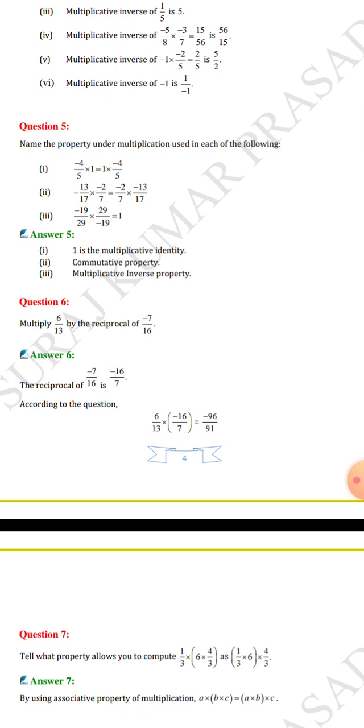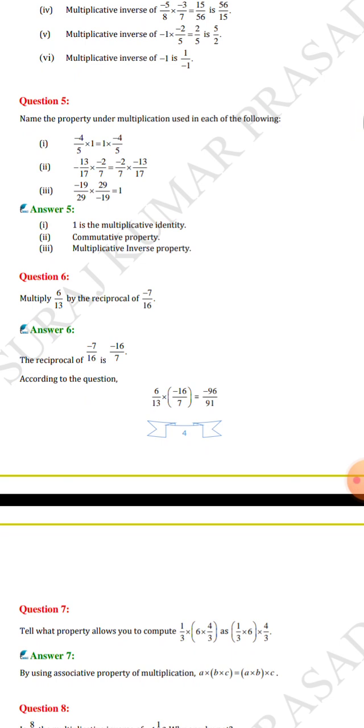Question number 6. Multiply 6 by 13 by the reciprocal of minus 7 by 16. The reciprocal of minus 7 by 16 is minus 16 by 7. According to the question, we have to multiply the given both numbers. Then we can do multiplication. 6 by 13 into minus 16 by 7 is equal to minus 96 by 91.